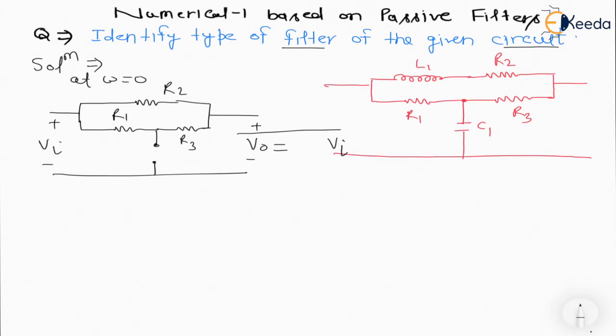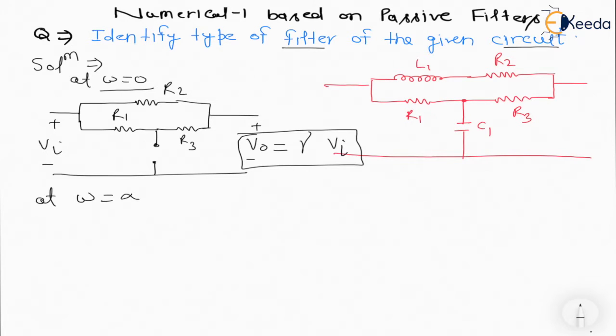So we can say that it is passing the signal. Here we can write in terms of R1, R2 and R3. Let us make a coefficient alpha, beta, gamma, anything. The main thing is we are getting output here at omega equal to 0.